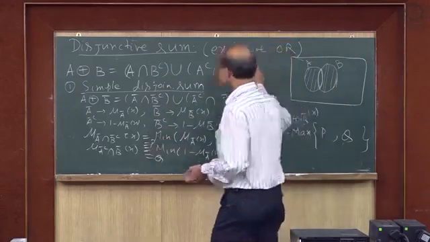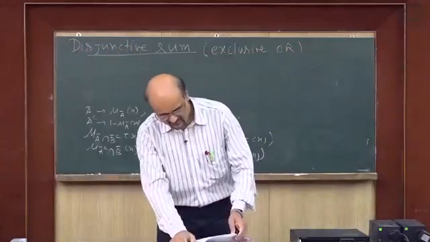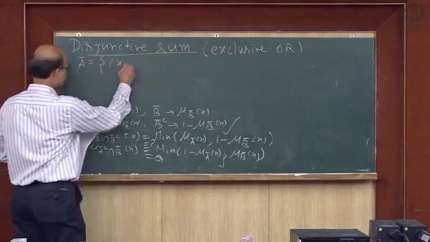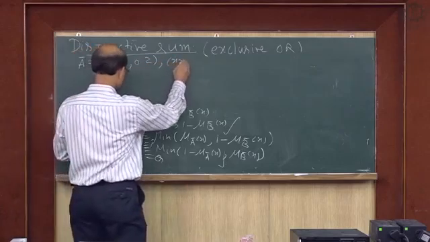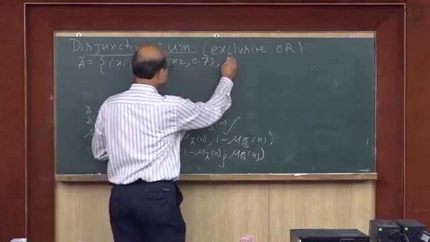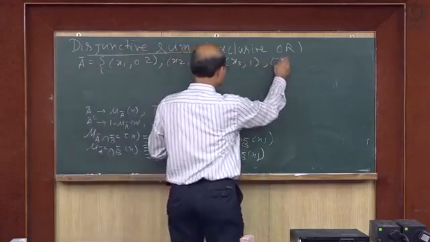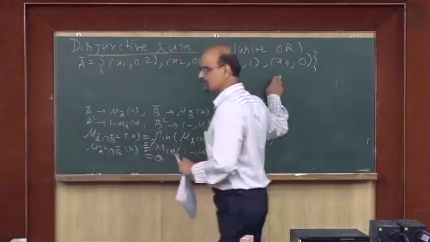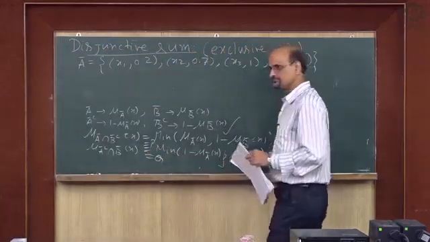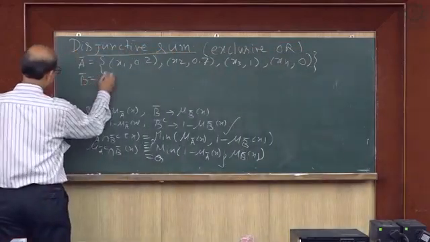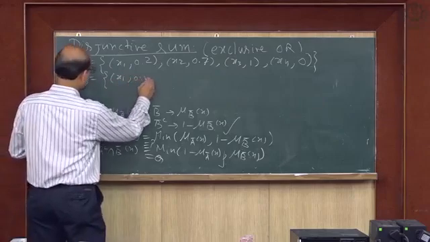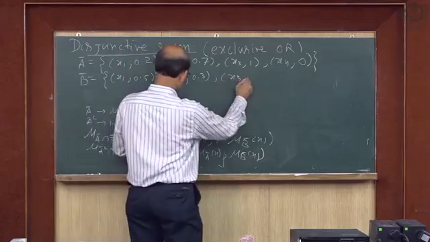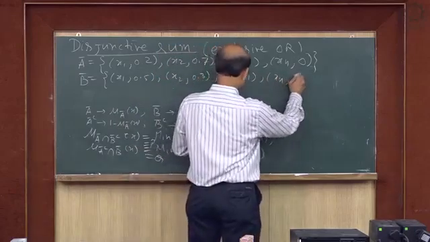Let us take one example. Suppose I have a fuzzy set A bar as x1 comma 0.2, x2 comma 0.7, x3 comma 1, x4 comma 0. This is a fuzzy set. You have elements x1, x2, x3, x4 having membership values 0.2, 0.7, 1, 0. And B bar as x1 comma 0.5, x2 comma 0.3, x3 comma 1, x4 comma 0.1.